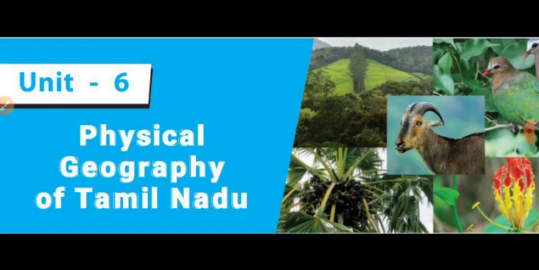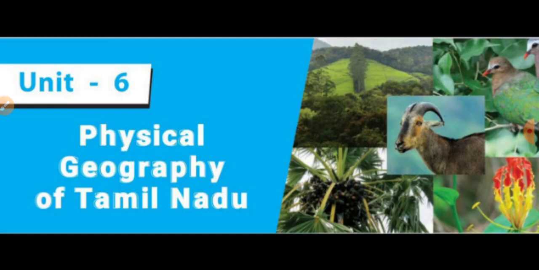Then the third one is the red soil. In most of the central districts we can find red soil. But mostly in Ramanathapuram and Sivagangai districts we can find red soil. Sivagangai and Ramanathapuram districts are fully covered by red soil. And if a map question is asked, you should mark Sivagangai and Ramanathapuram.